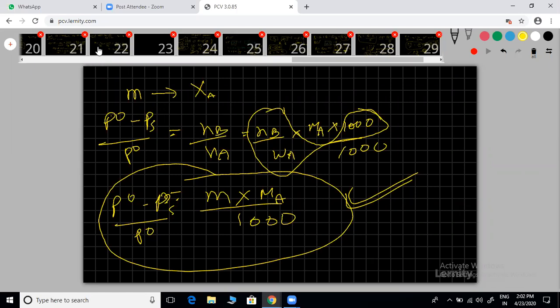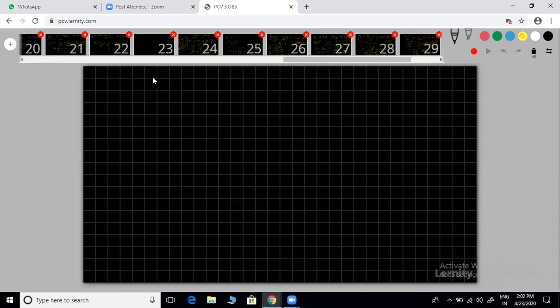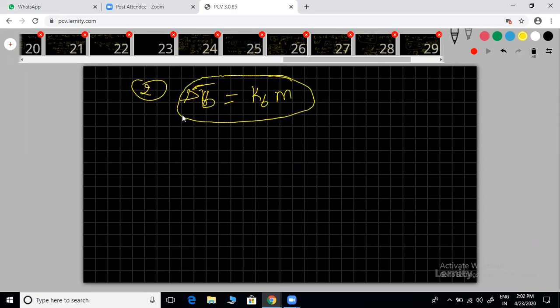What is the next colligative property? You can do it directly here. The second one is elevation in boiling point, delta TB. Delta TB equals KB into m, molality. You don't need any derivations right now. Fine. I hope you know that by adding a non-volatile solute, the vapor pressure decreases or increases.